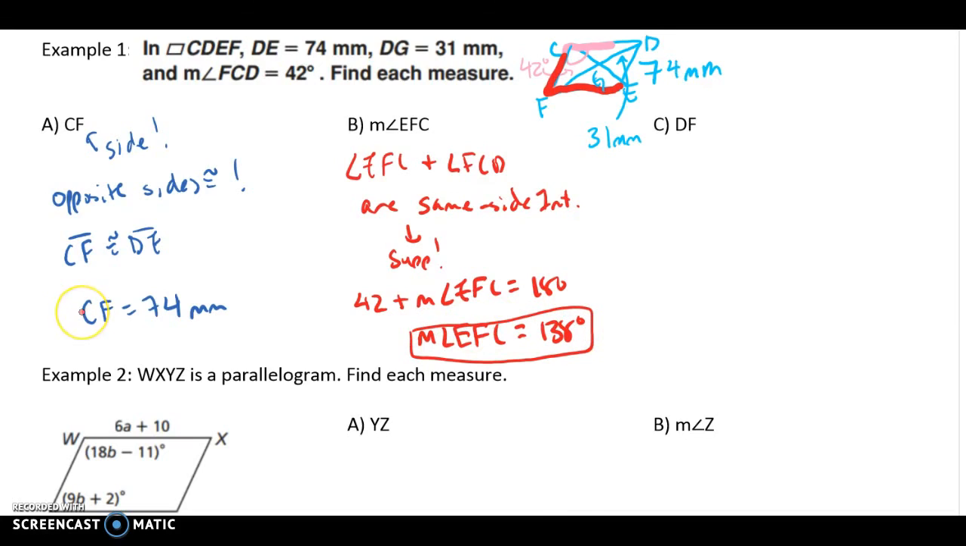All right. And then finally, we want to figure out DF. Well, if you think about DG, because DF is a diagonal. So let me back up for a moment, right? So DF is a diagonal. And there's only one thing I know about diagonals in parallelogram. What do diagonals do? Well, diagonals bisect each other.